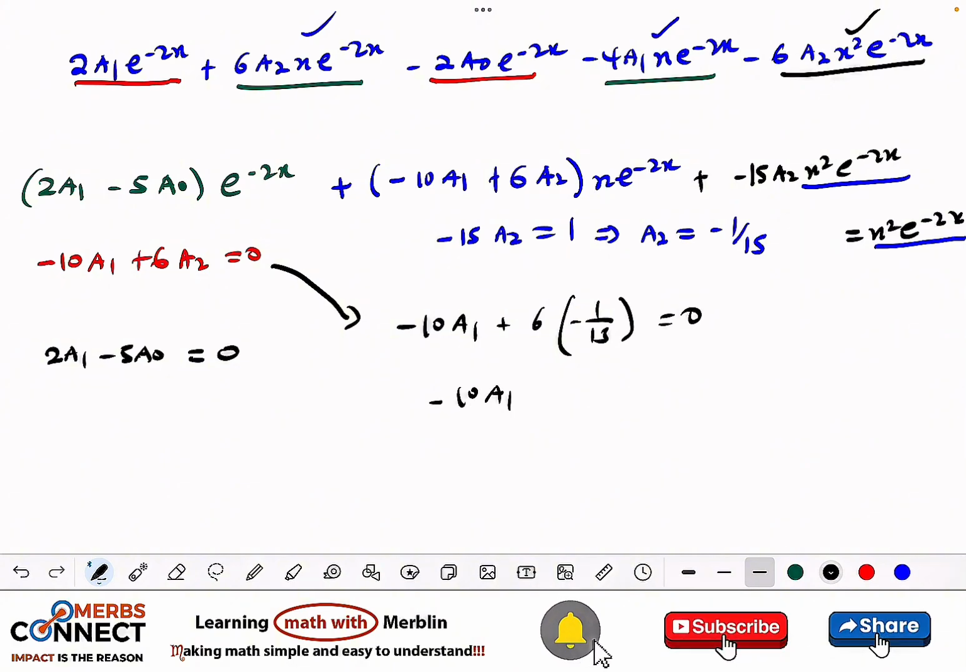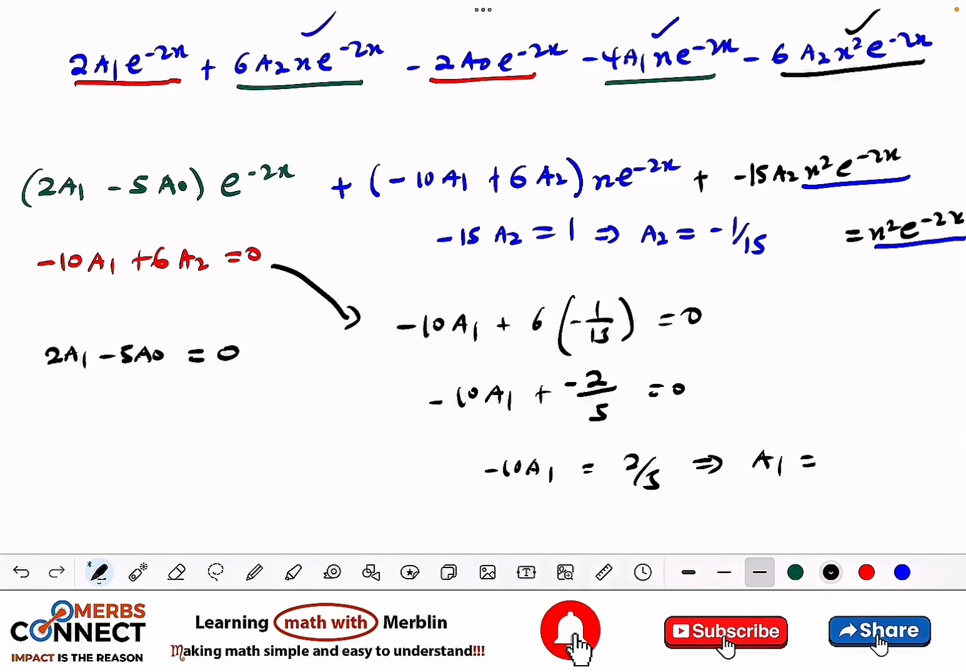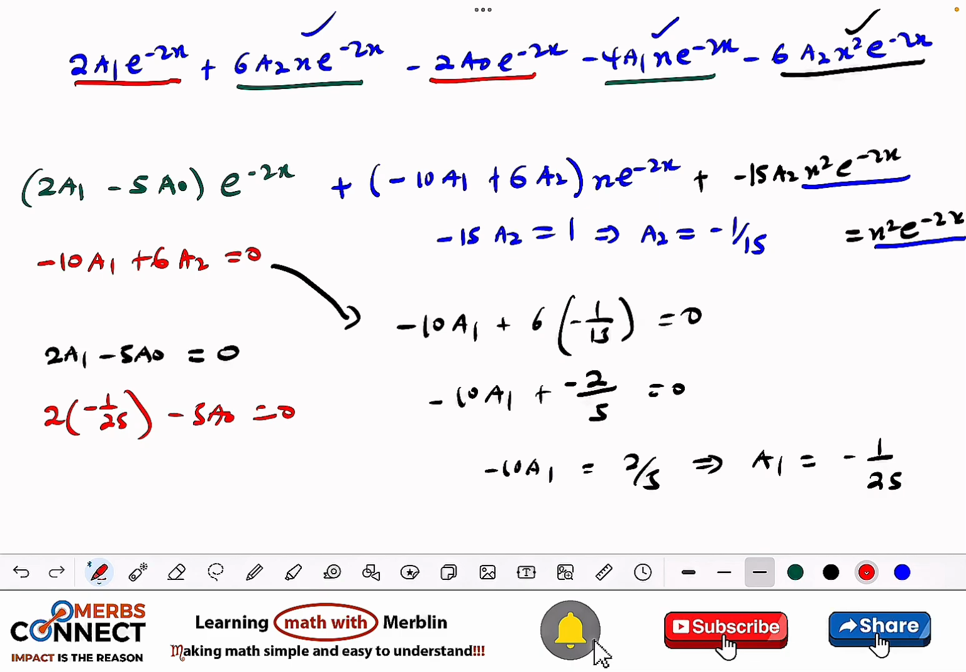Minus 10a1 plus 6 over 15. 3 goes here, 2, and 5, 3, 5, 15, and goes here 5, which is equal to 0. So minus 10a1 is equal to 2 divided by 5. And when I divide through by 10, I'm going to have a1, which is equal to minus 1 divided by 25. Now that I've gotten a1, I can use a1 to find a0 here. So I'm going to have 2 times minus 1 over 25 minus 5a0, which is equal to 0. So this is minus 2 divided by 25 minus 5a0.